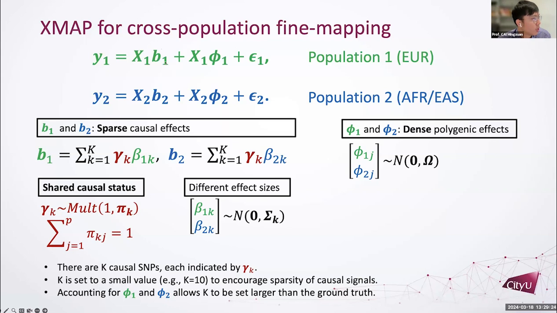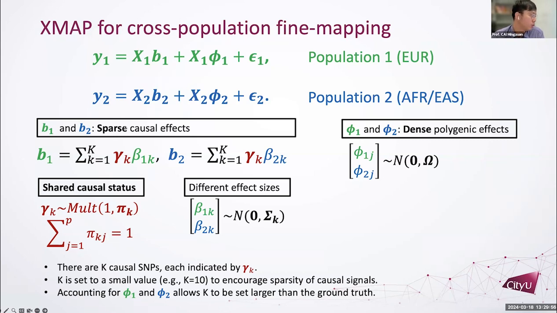The first one is the major causal effects, which we use B to represent. And the second one is phi, which represents the polygenic effects. We do this decomposition because we believe that the polygenic effects, which are usually small, may not be that biologically interesting. But the sparse causal effects can have larger effect sizes, and that can be more replicable across data sets and more biologically meaningful. So our focus is on the B part.